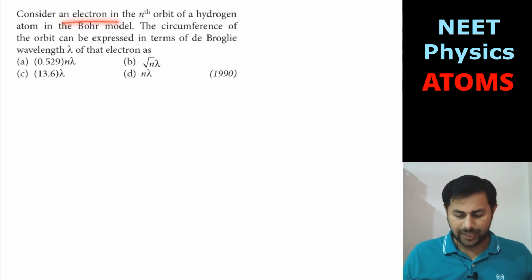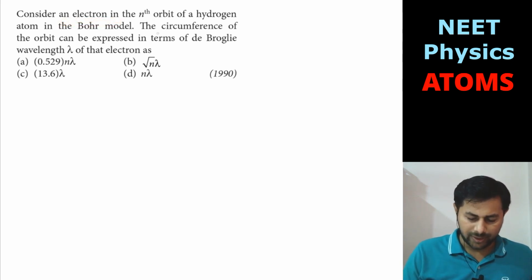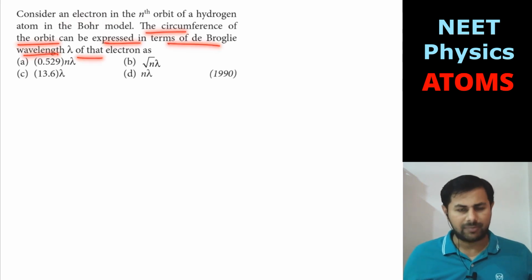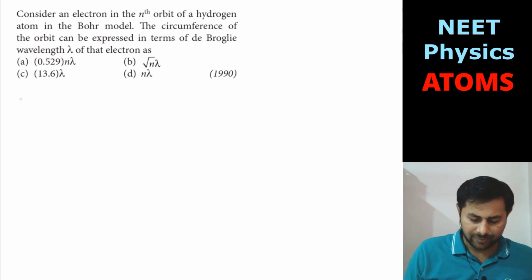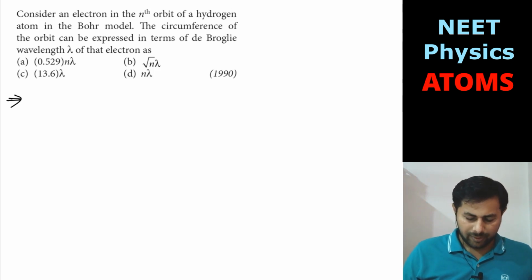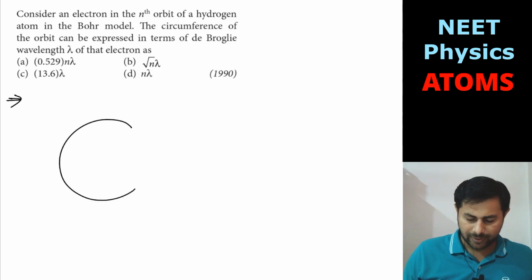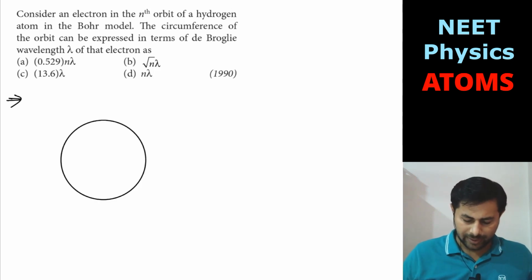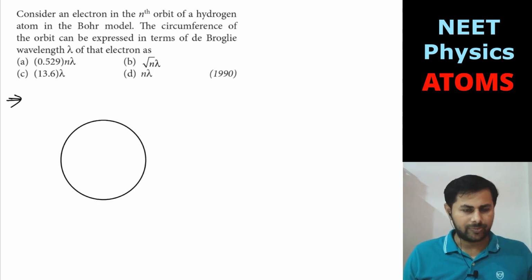Consider an electron in the nth orbit of a hydrogen atom in the Bohr model. The circumference of the orbit can be expressed in terms of the de Broglie wavelength, lambda, of the electron as... Tell me. So this is simple. We had seen this: where does the second Bohr's postulate come from?